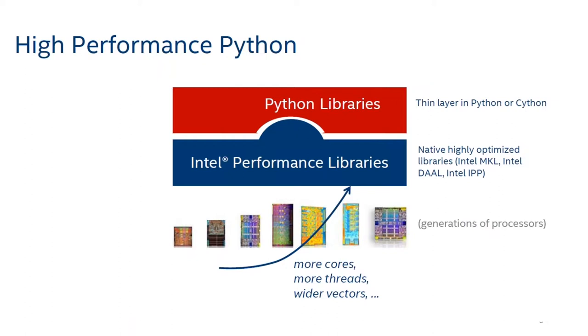One of the key libraries for Python is the Intel Math Kernel Library, which is optimized both for the latest generation of CPUs, and also takes into account the architecture and layout of the system that you have.